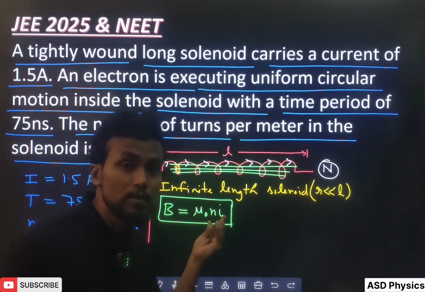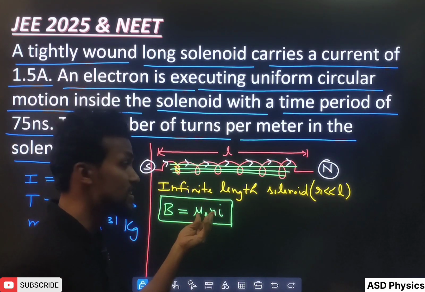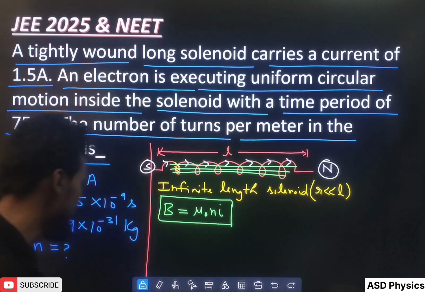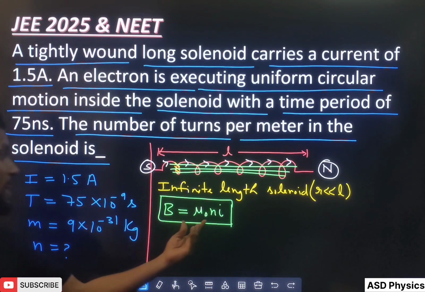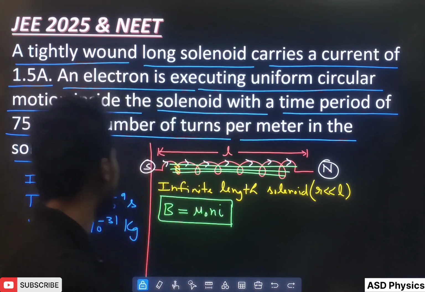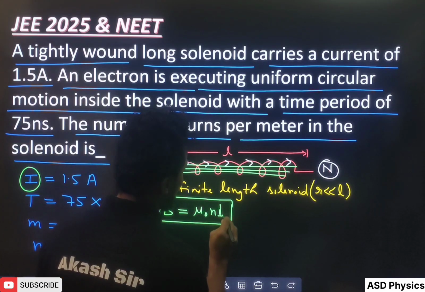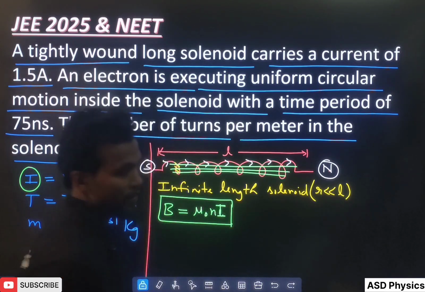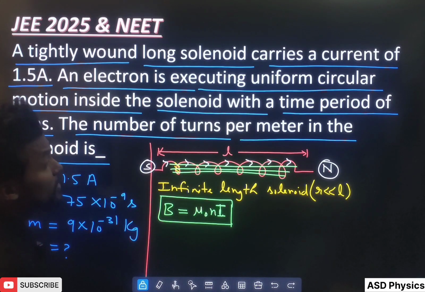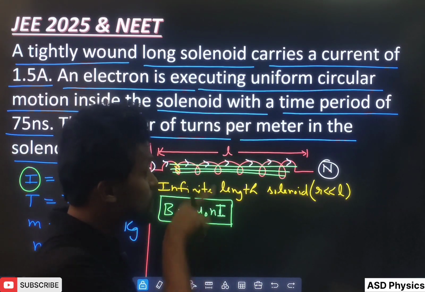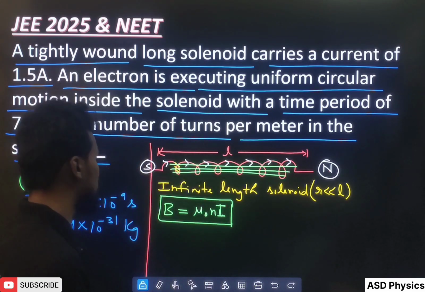Mu naught is called the permeability of free space, N is the number of turns per unit length that we have to calculate here, and I is the current. Here I have taken capital I for the current, for that purpose. Okay, and after that they are telling that the electron is performing circular motion in this magnetic field.